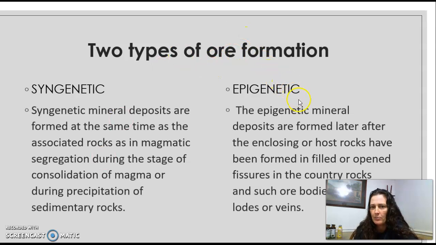Whereas the epigenetic mineral deposits are formed later, after the enclosing or host rocks have been formed, in filled or open fissures in the country rocks. Such ore bodies are called lodes or veins. So like in that gold vein that we saw, the parent rock is there, and then the mineral has at some point been transported into a crack or fissure in that parent rock and created the ore. So syngenetic always happens at the same time. Epigenetic always forms later.